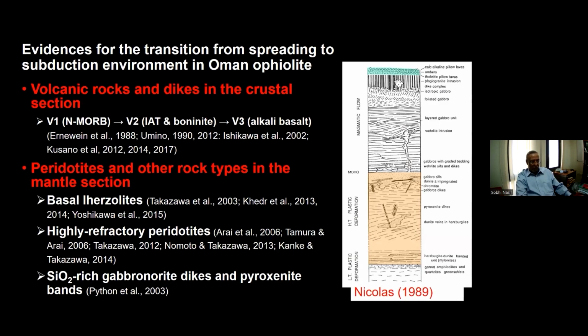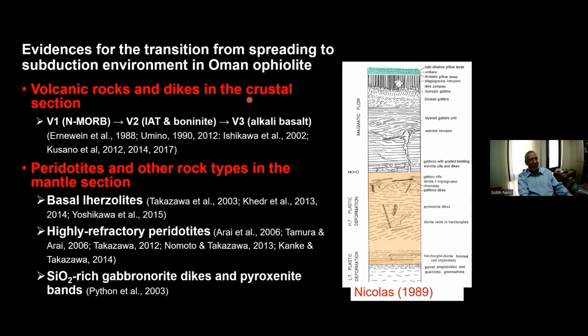Now, by combining these two groups, we came to the idea that there is evidence of transition from a spreading environment to a subduction environment. So both are correct. There is evidence for a spreading environment, and there is evidence for a subduction environment, which indicates that we have some transition from spreading to subduction.